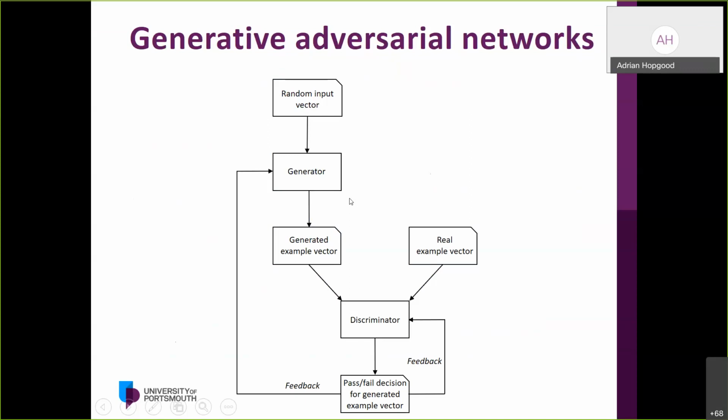And as the hackers get better, so do the information security experts. It's the same principle that's mimicked in a generative adversarial network.